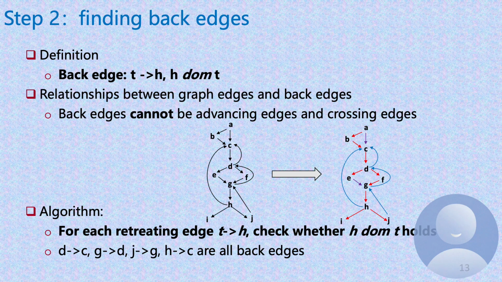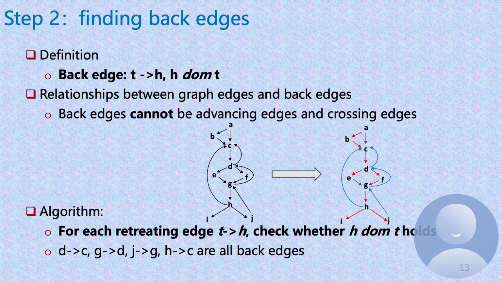Okay, now we can give the definition of a back edge. A back edge is such a kind of edge whose head always dominates its tail. Next we analyze the relationships between graph edges and the back edges. We can get the following conclusion: the back edges cannot be any advancing edges and crossing edges.